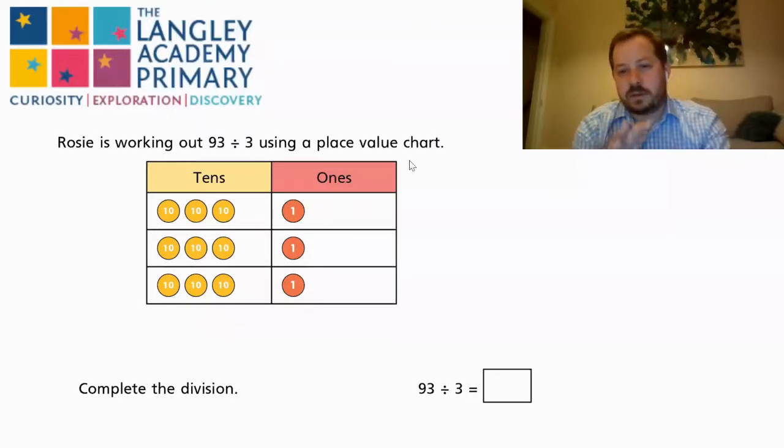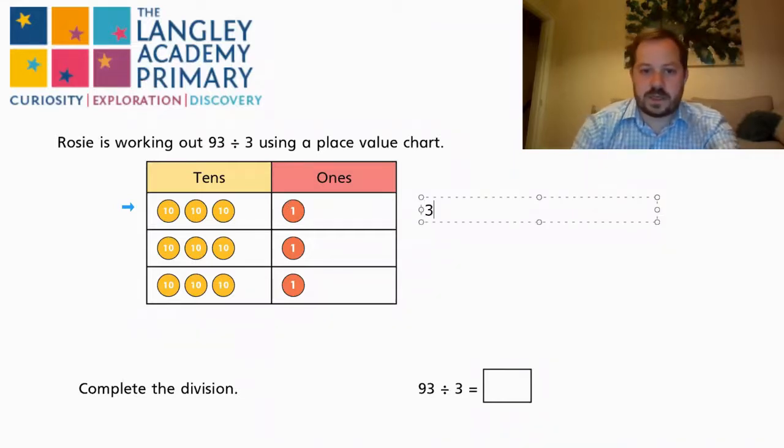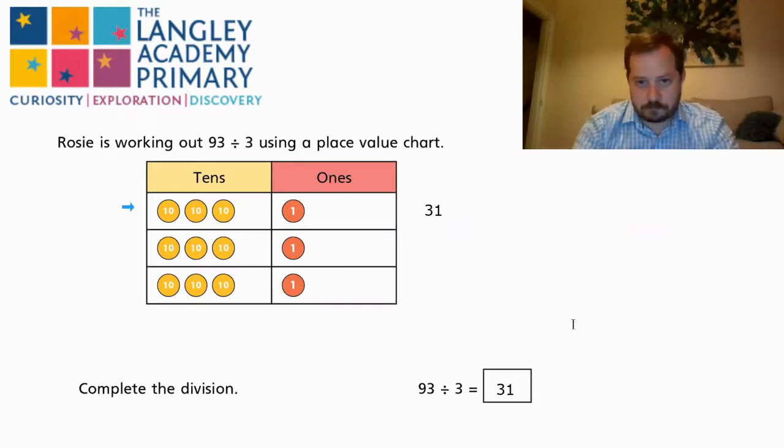So how do we find the answer from this? The way to do it is you look at just one of the rows, and read across how many 10s and how many 1s you have, and that gives you your answer. So in this case, the amount of 10s we have is 3, and the amount of 1s we have is 1. So 93 divided by 3, the answer is 31.